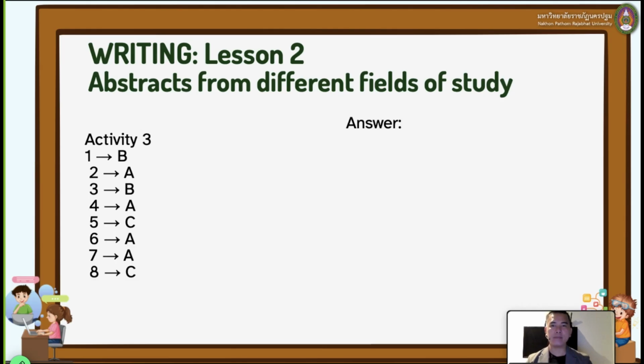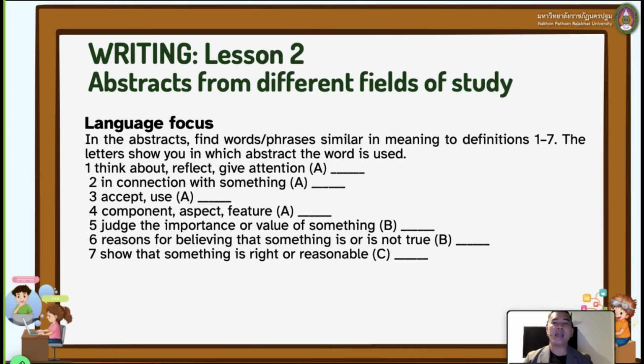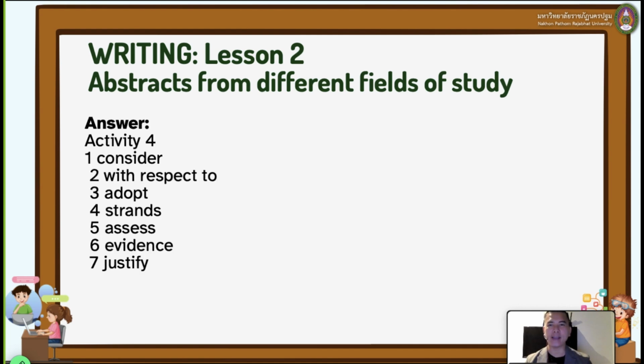One is B. Okay, hold on. 2 is A, 3 is B, 4 is A, 5 is C. So these are the answers. For language focus, in the abstract, find words or phrases similar in meaning to definitions 1 to 7. These are the answers for that.